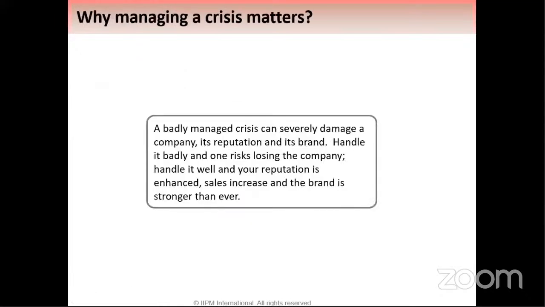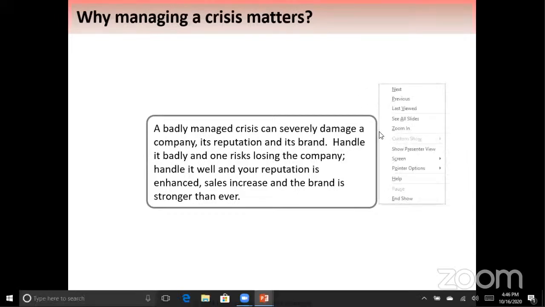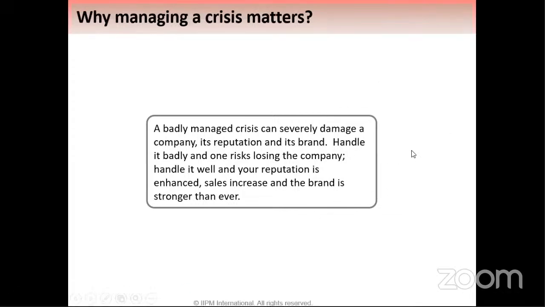A badly managed crisis can severely damage a company. If crises are not well managed, it can damage the company's reputation, and can also damage the company's branding. Do it badly, and one risks losing the company. And do it well, and your reputation is enhanced, sales increase, and the brand is stronger than ever.